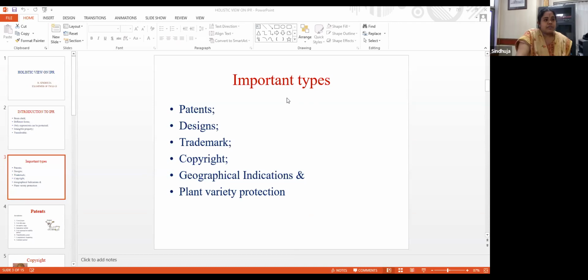So starting with the different types of IPR, we have patents, then designs. Usually patents and designs go hand in hand. And then the trademark, copyright, and geographical indications and plant variety protection. Don't think these are the only types of IPRs that we have. There are many more, but these are some of the important ones that we must know when you should know what is an IPR. Dealing with patents, what are these patents?